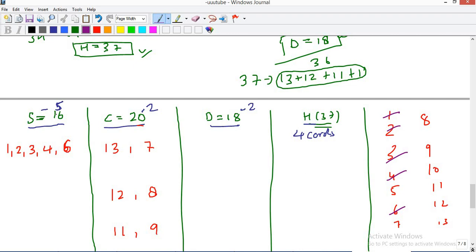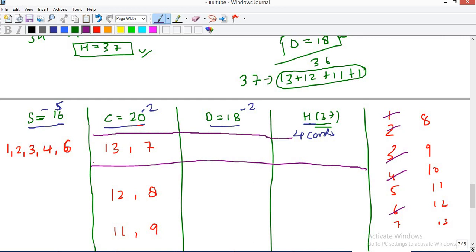Now, if I'm using 13 and 7, अगर मैं 13 and 7 यहाँ पे use करता हूँ, so what are the possibilities for diamonds? Diamond के लिए क्या क्या possibilities हैं? So I need a sum of 18. 13 plus 5 is not possible. 13 I've already used here. 12 plus 6 is possible. Sorry, 12 plus 8, no. I need a 12 plus 6. 6 is already used, so I cannot use 12 plus 6.